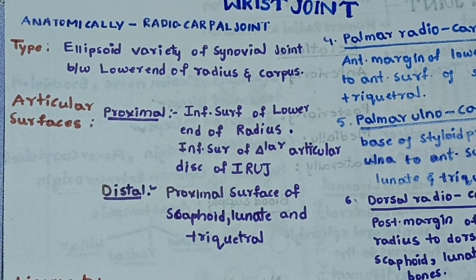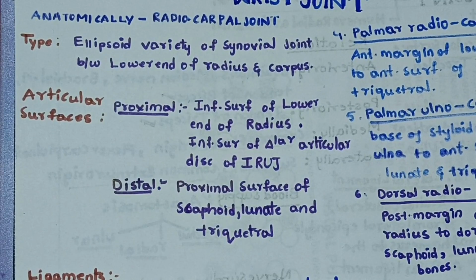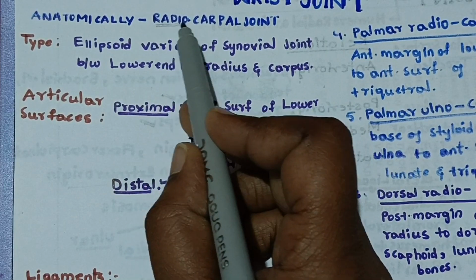Today we are going to discuss the wrist joint. In the previous class we completed the elbow joint. Now today we are going to discuss the wrist joint. The wrist joint is anatomically known as the radiocarpal joint. Yes, its anatomical name is radiocarpal joint.